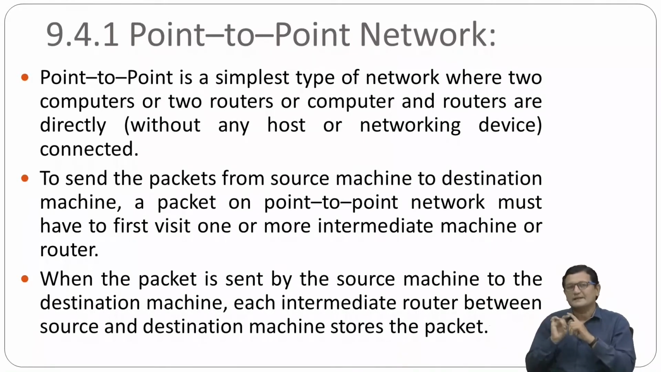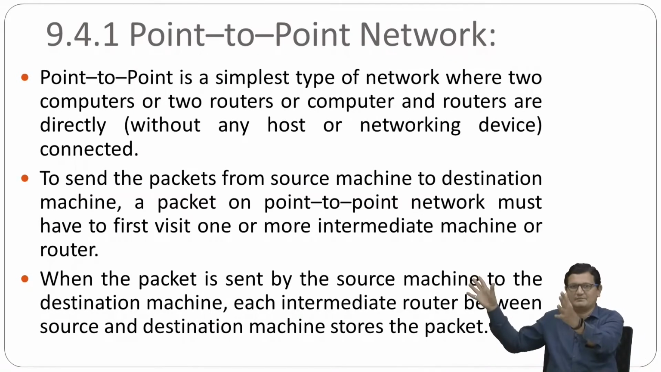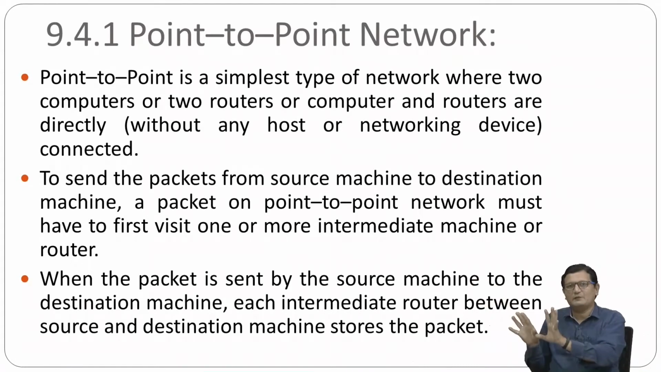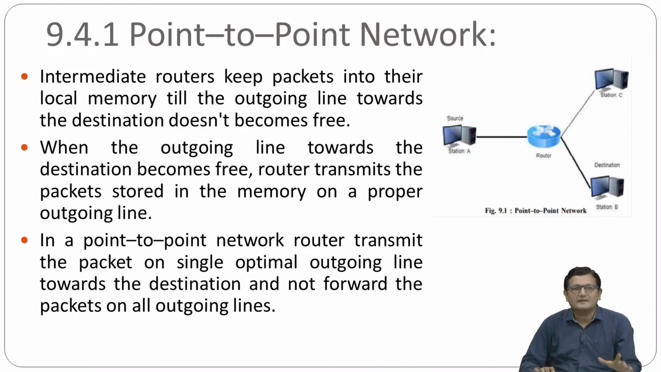Make sure, it is very much possible that I am a router having 5 packets to be delivered and there are 5 lines, right. From the 5 lines I will choose the optimal line, the shortest path line, and I will put the packet on that particular line. I will not put the packet on all the outgoing lines, right. So, that is called a point to point network, right. I think now the things are clear, right.